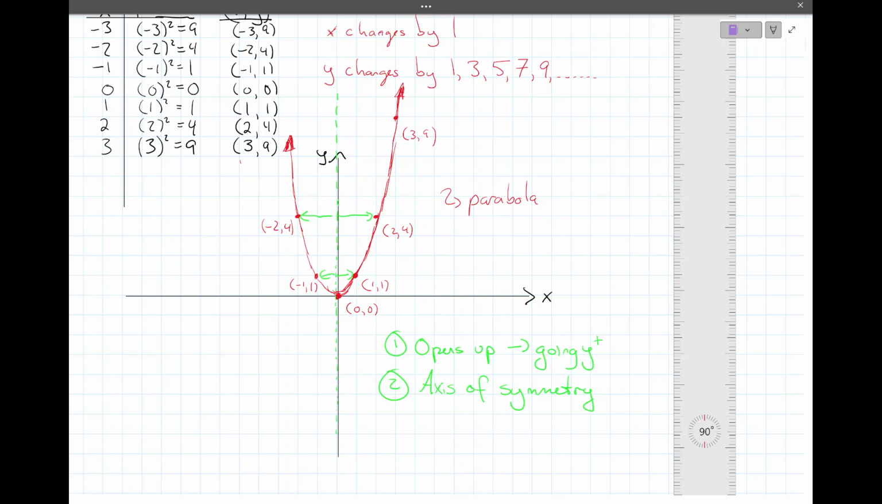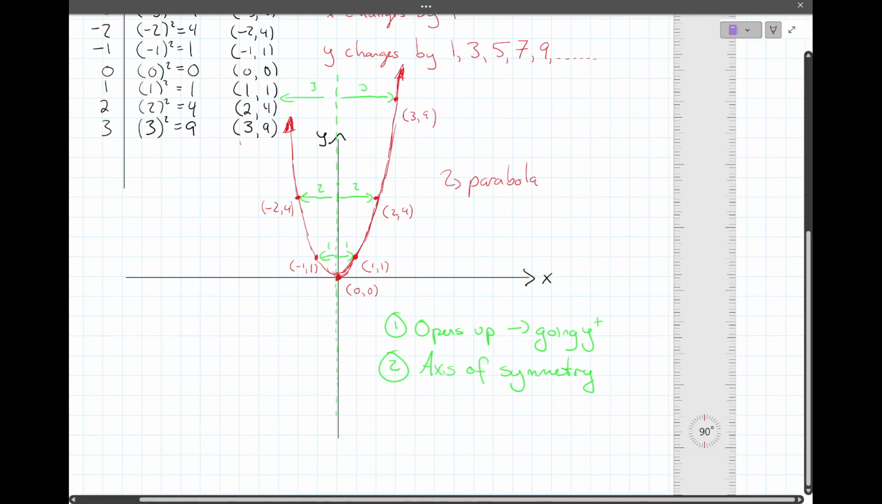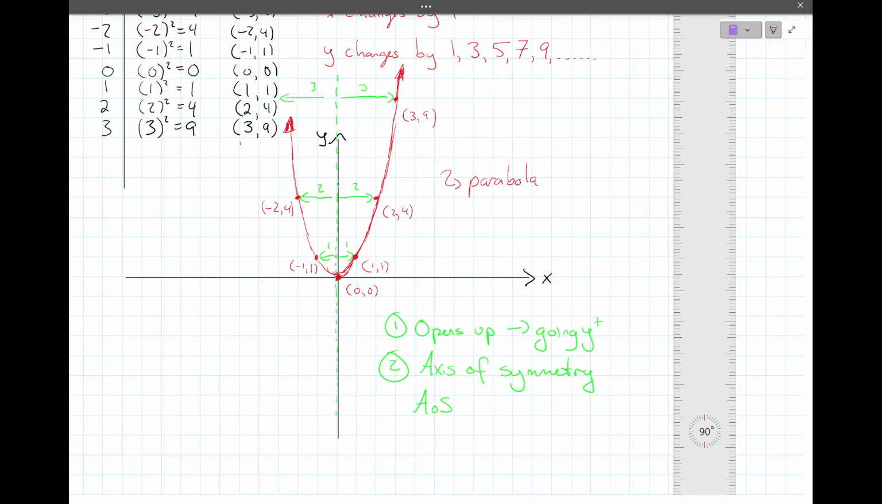And that symmetry means that everything is equal distance out from those points. Everything is equal distance out. That's 1 and 1, that's 2 and 2, that's 3 and 3. So axis of symmetry means we have equal points. And this is going to be relevant in helping some of our solving later on.